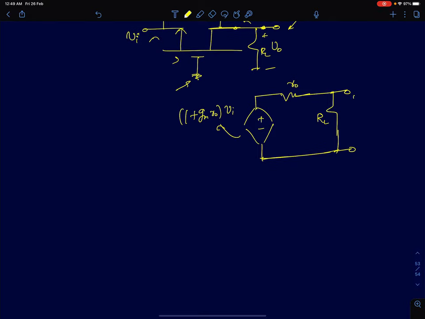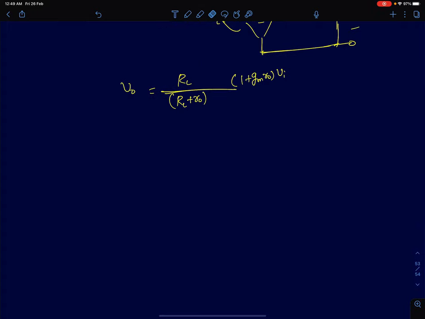Now I can find out the output voltage simply by potential division, which will be RL by RL plus R0 into 1 plus GM R0 into Vi. This is your output voltage for the circuit. Now I told you, if you know the output voltage, then you can easily calculate the output current. So the output voltage at this node is known to us. If you know that, then you can calculate the current Ix flowing at the output.